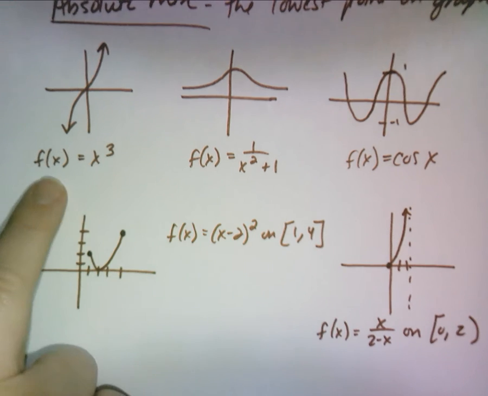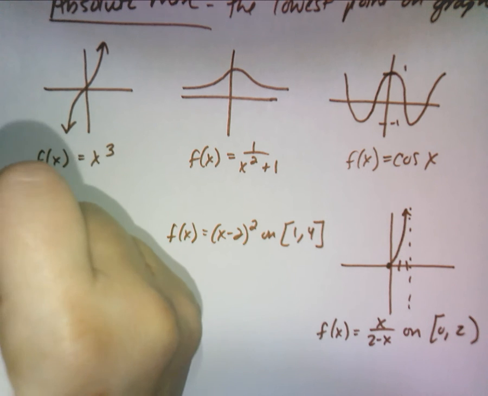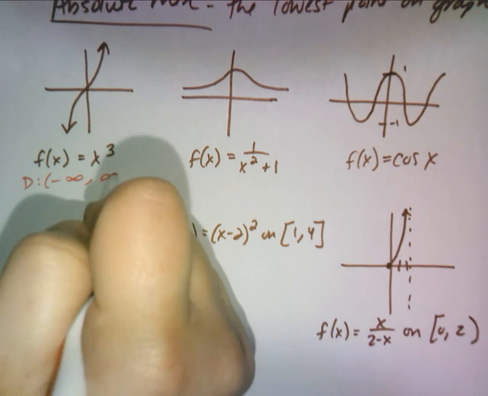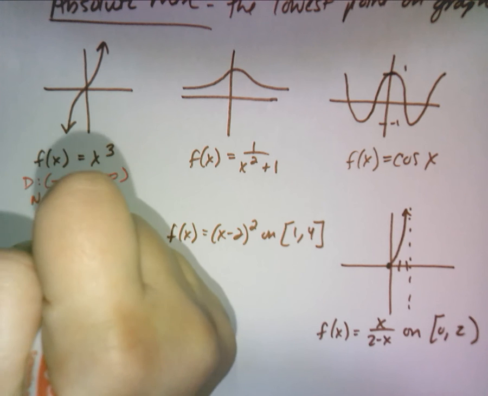So let's talk about this first picture up here. This is your x cubed picture. What's the domain? All reals, right? Remember, this is important that we talk about domain now, negative infinity to infinity, because we always have to go back to the domain of the function. Is there a max or min in this picture, or an absolute max or absolute min? No, remember this goes off into infinity, so there is no max, no min.